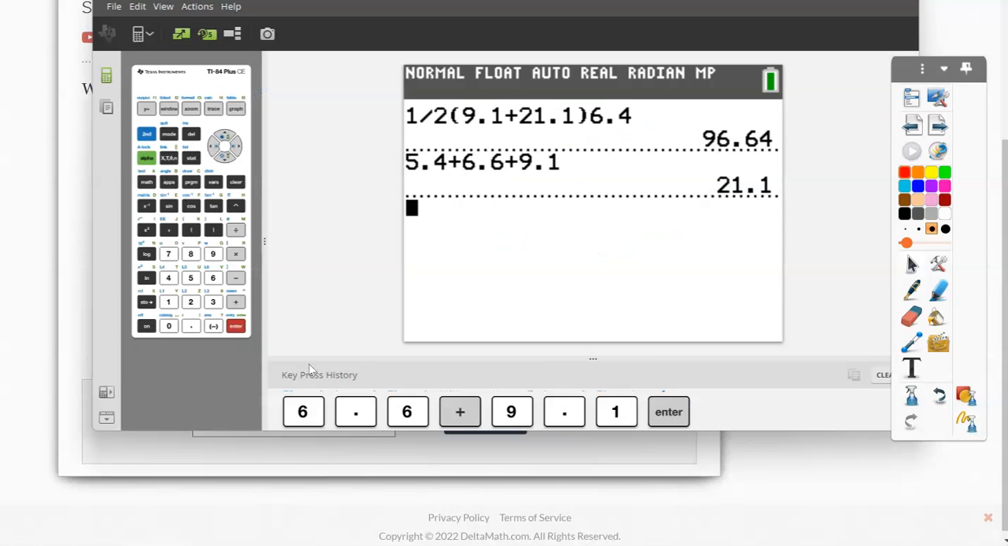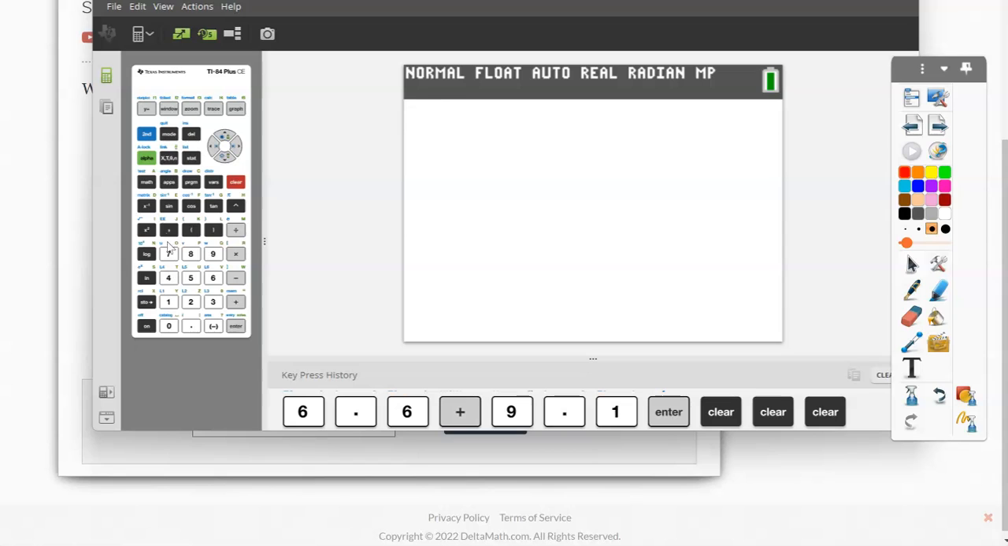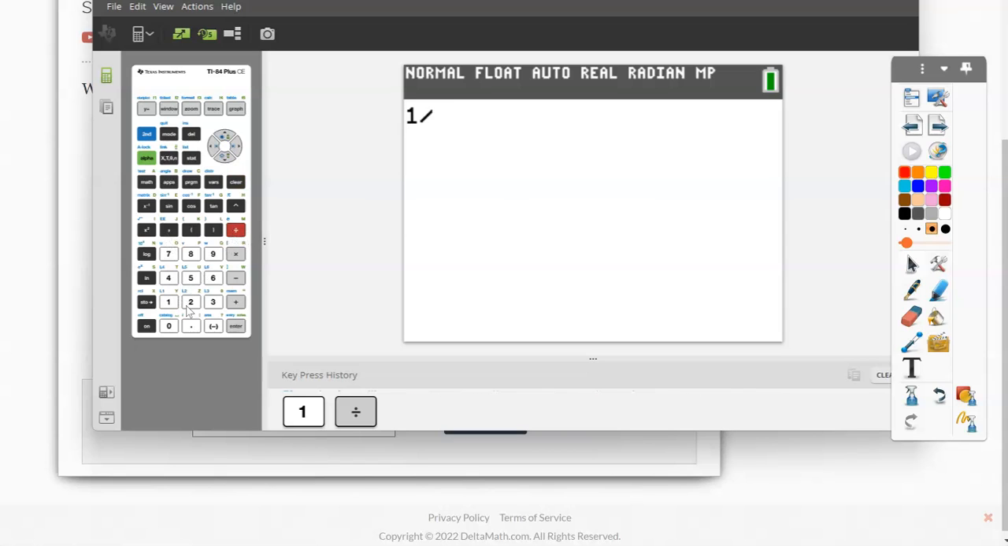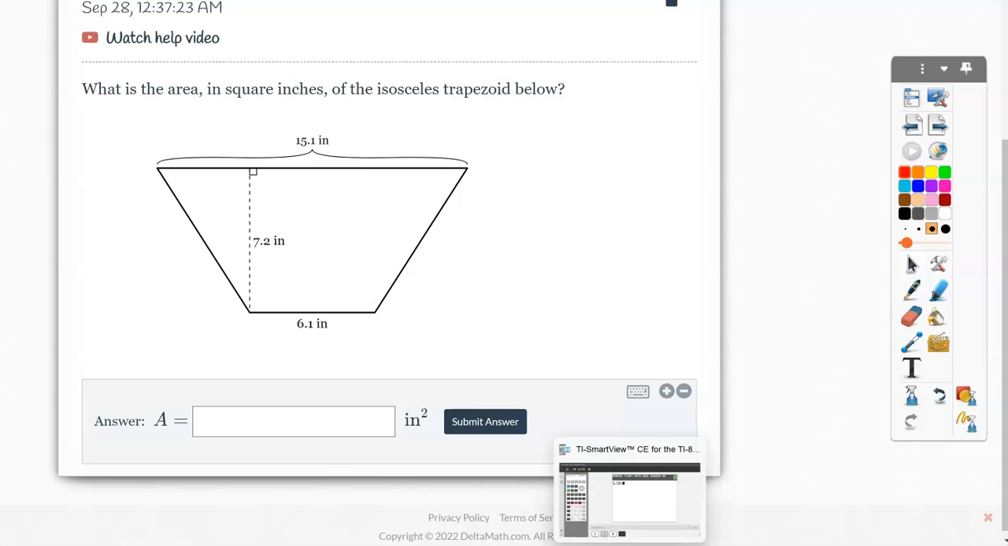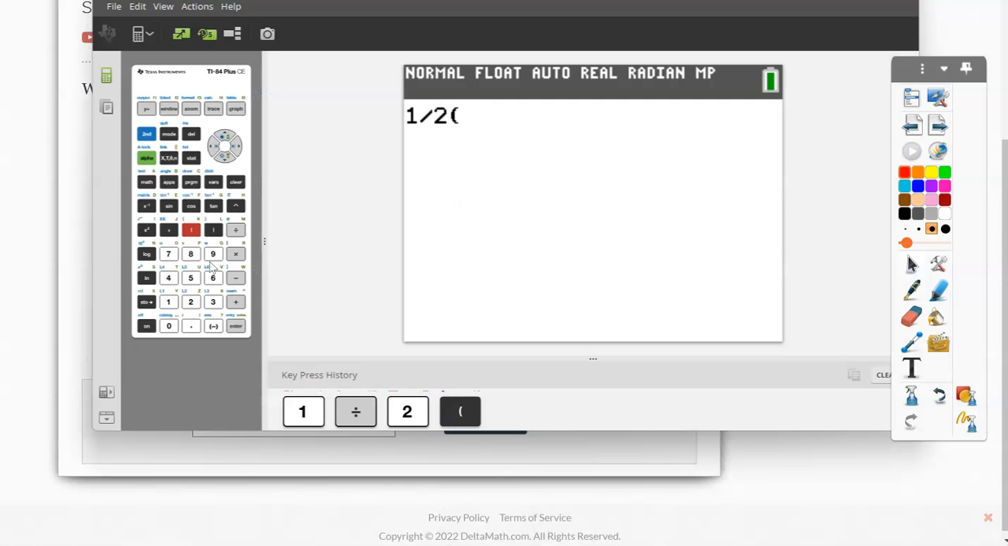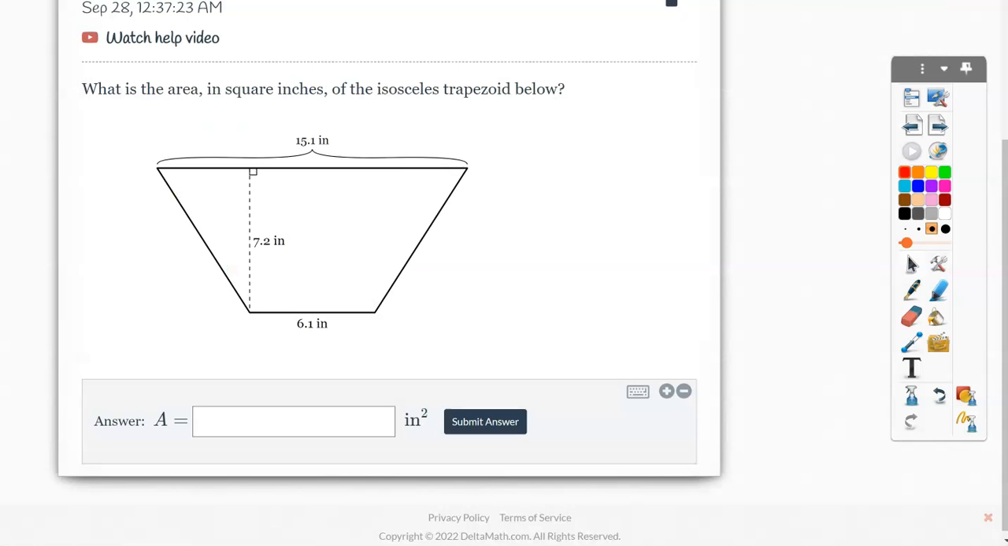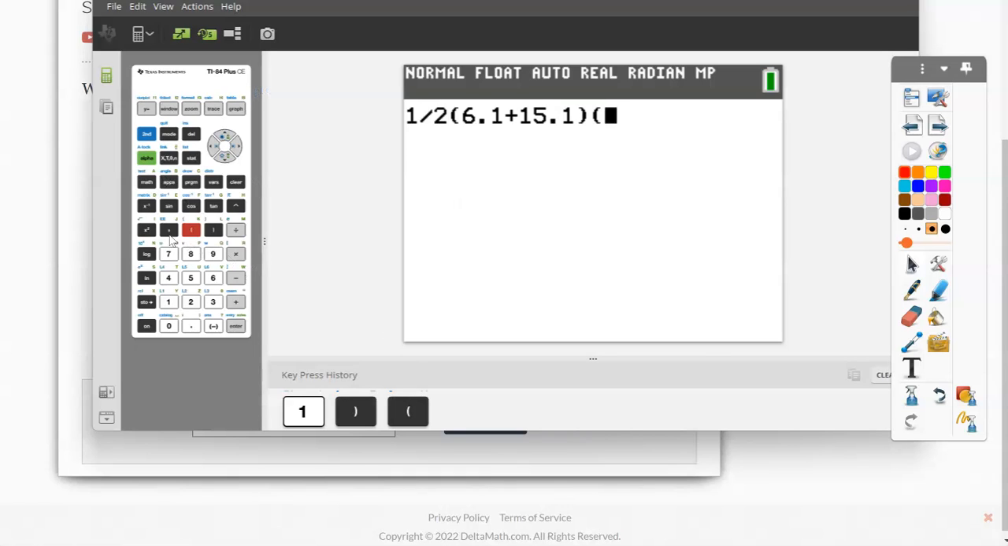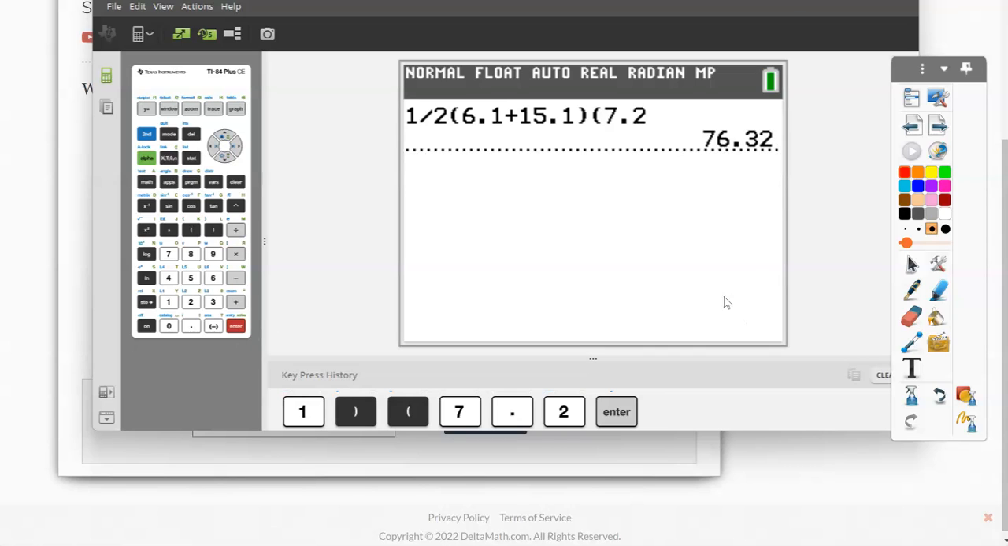So I'm going to type that in my calculator here using this division sign. So 1/2, and then the parentheses. And I believe we had 6.1 plus 15.1. So 6.1 plus 15.1, close the parentheses, and now times by the last value, which is 7.2. 76.32.